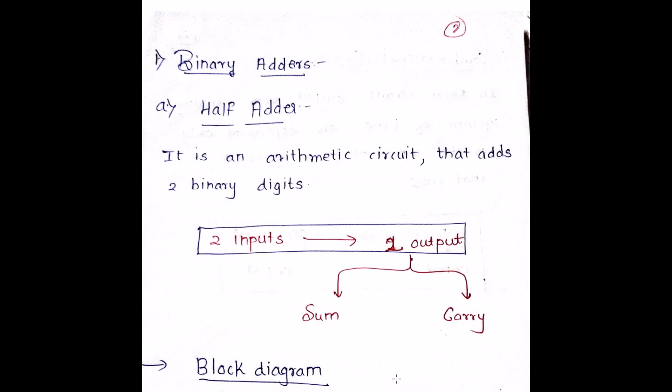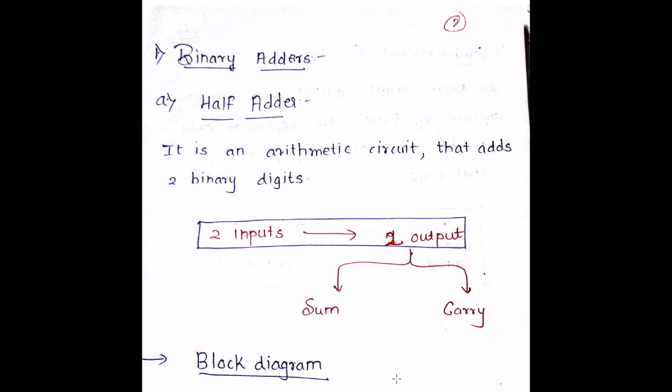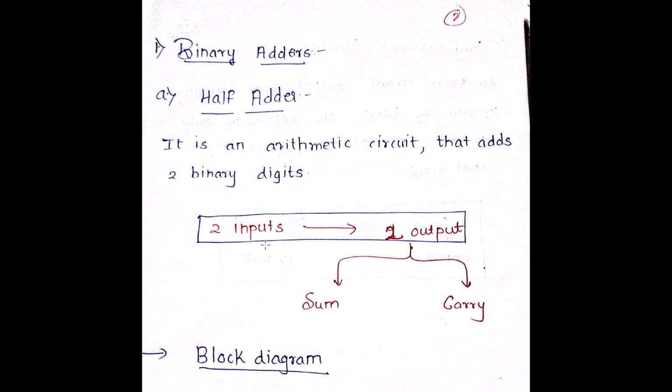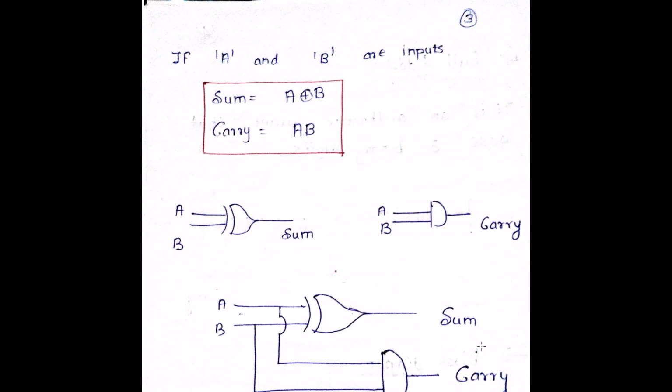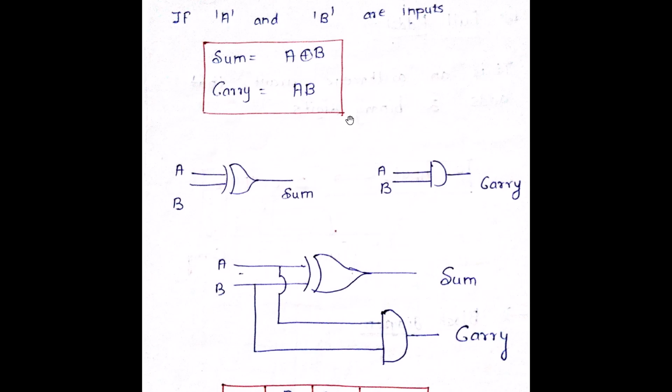To just summarize, adders are basically arithmetic circuits. A half adder is basically an arithmetic circuit that is used for adding two binary digits. If there are two inputs, there are going to be two outputs for it, which consist of my sum and carry. Since it is a half adder, it's going to have only two inputs. Then there is a block diagram in which we have A and B. The output can be sum and carry both. The sum is basically A XOR B and the carry is A into B.